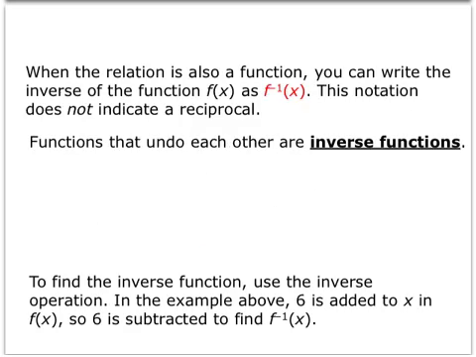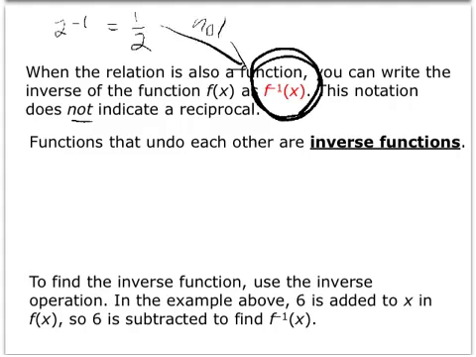When the relation is also a function, you can write the inverse of the function f of x as f to the -1 of x. This is how we notate inverse, but it does not indicate reciprocal. You remember if you had 2 to the -1, that would be 1/2. That is not what this indicates. Functions that undo each other are inverse functions.